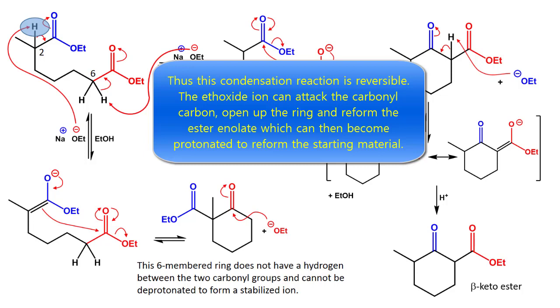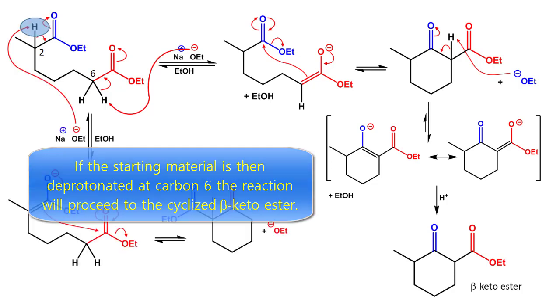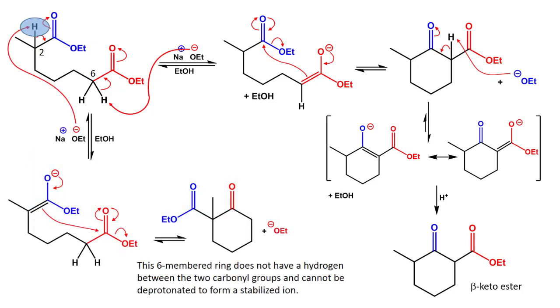The ethoxide ion can attack the carbonyl carbon, open up the ring, and reform the ester enolate, which can then become protonated to reform the starting material. If the starting material is then deprotonated at carbon 6, the reaction will proceed to the cyclized beta-keto ester. Thus, when we have substitution on one of the alpha carbons, the reaction is selective to which way it will cyclize.